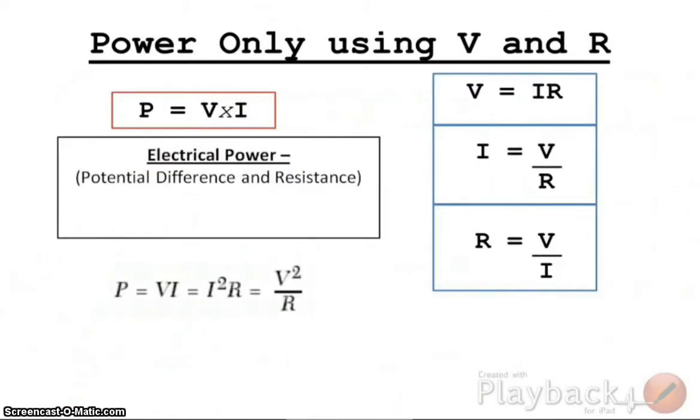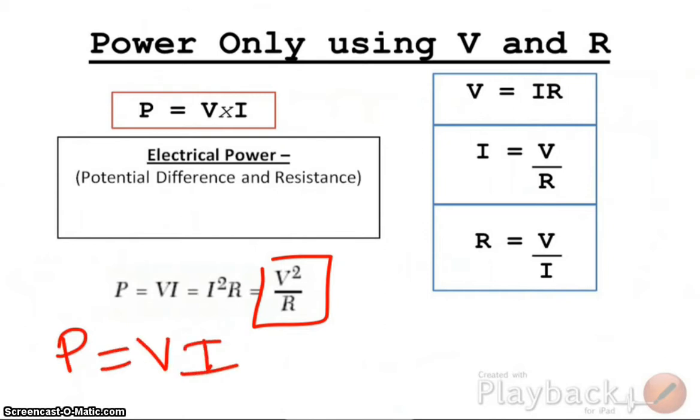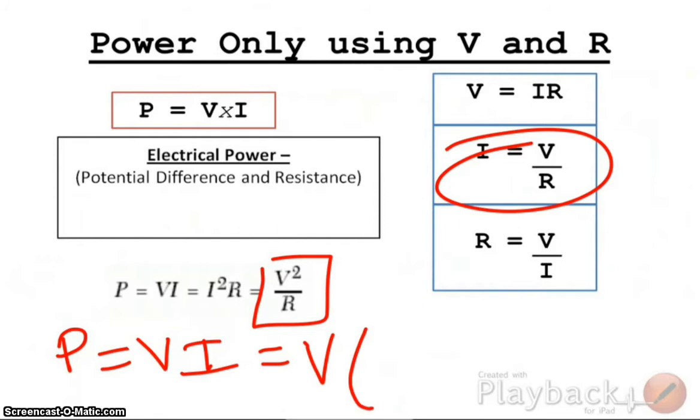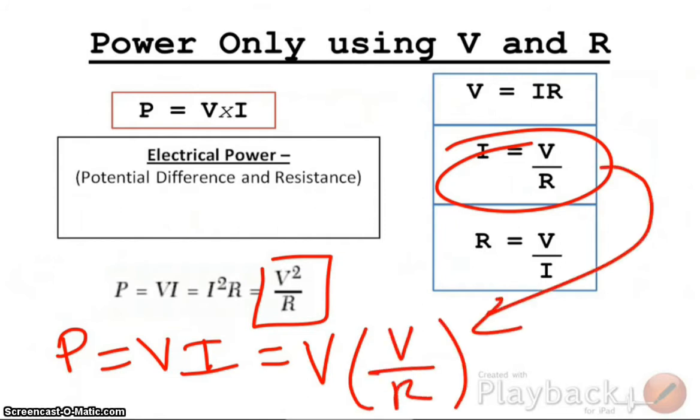Last part of the power equation is V squared over R, and that is the one without current. So if we take P equals VI, and we want to solve for power without current, we would take that current out. Since current equals V over R, it would be V times V over R. I just took that and plugged it in, and that gives us V squared over R.